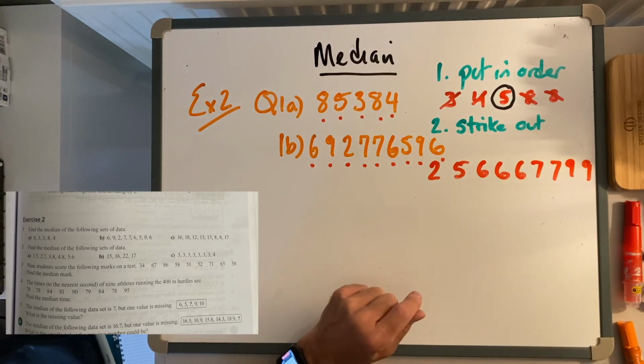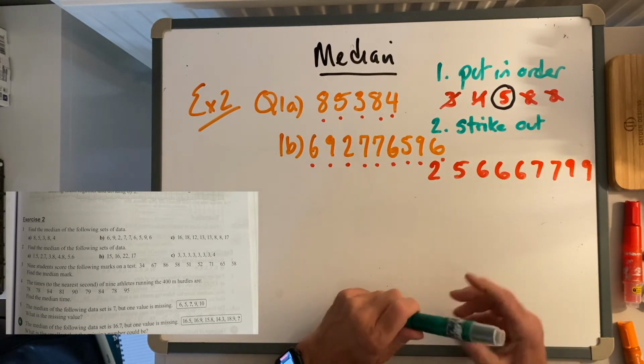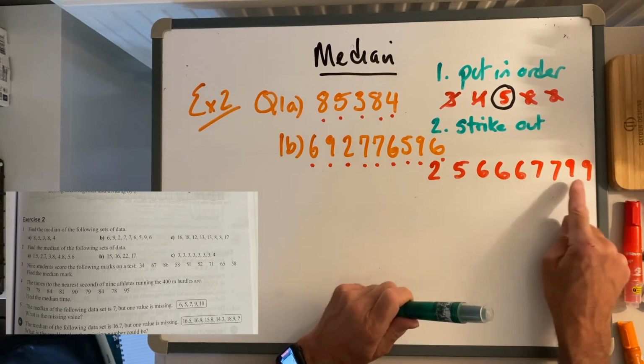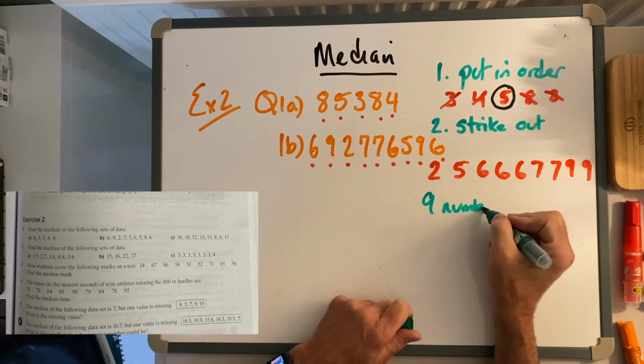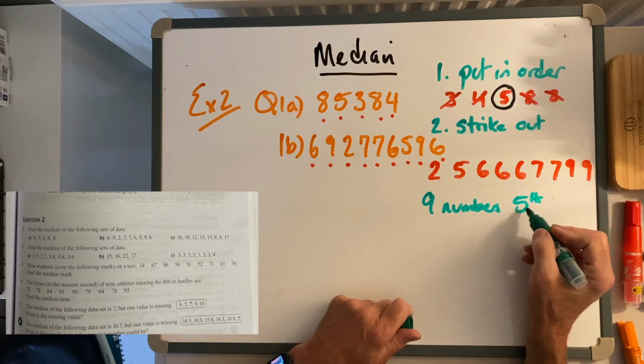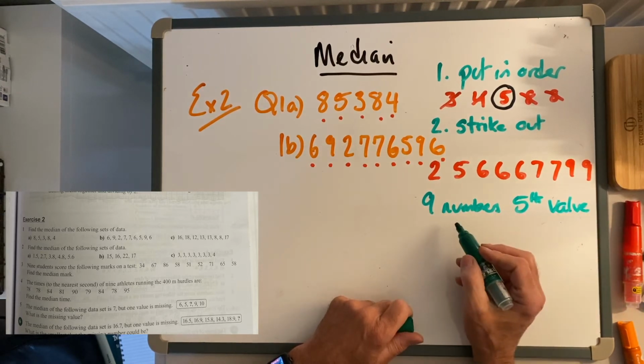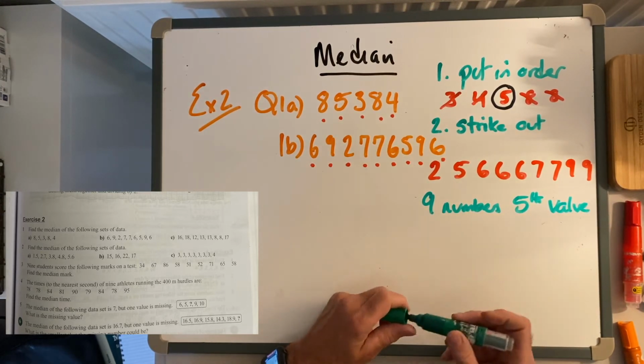But there is another way. So this is another method. You count out how many there are. I think there's 9 here. Okay. And it's the 5th one. So there I've got 9 numbers, and the 5th is the middle. That's the 5th value. Okay. Just think about this: 9 numbers and it's the 5th value.